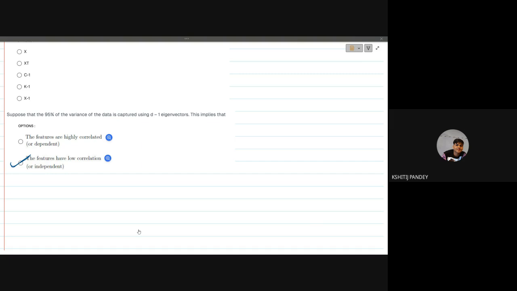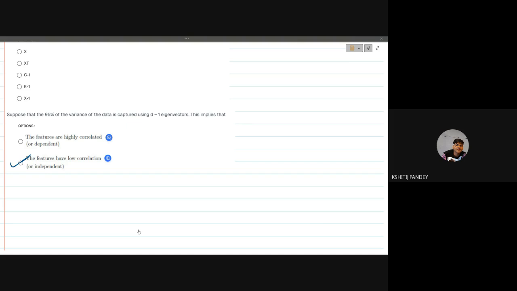Let's say a particular direction, PC1, is height plus weight divided by root 2. So it is capturing the variance for these two features, correct? Why? Because these two are correlated. If some other feature is not correlated, that will not be captured by this direction, right? So to capture the variance in that, we'll need another direction.